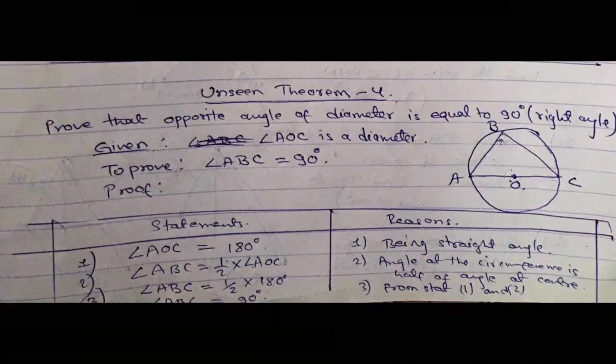So this is the angle at the same circle center. So this is at the center, this is the angle at the circumference. So what is the name of the angle at the circumference?